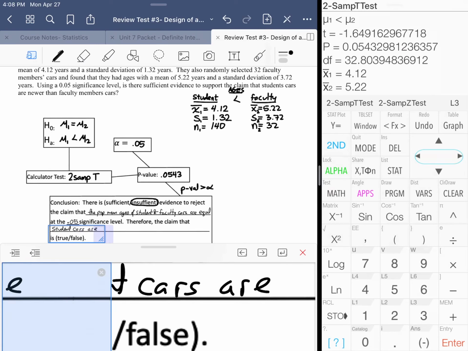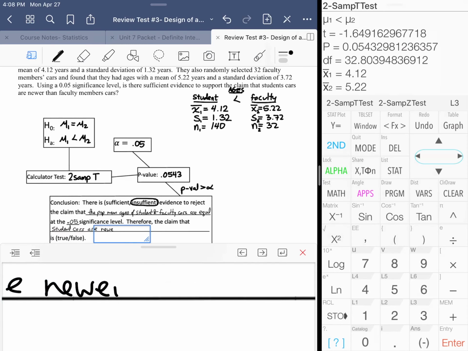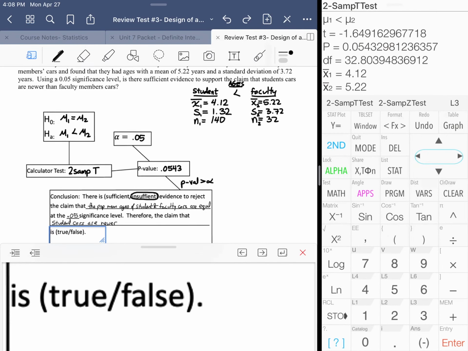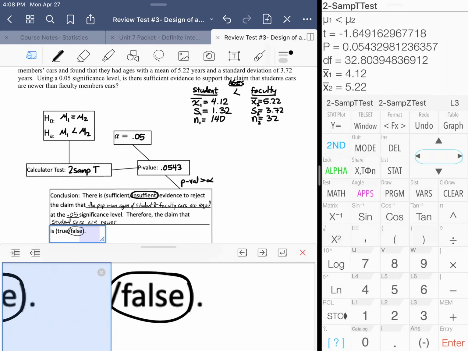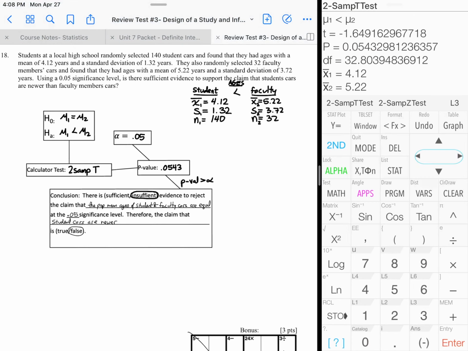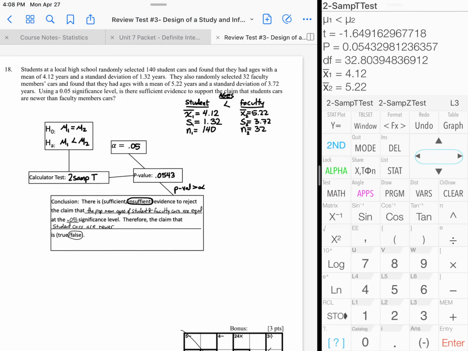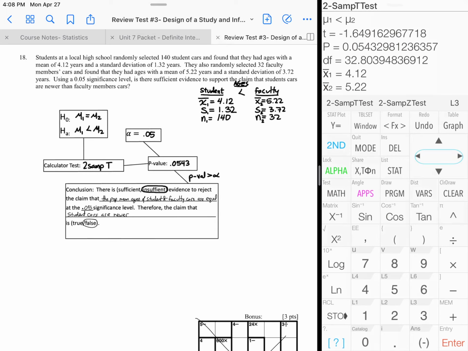Therefore, the claim that student cars are newer is false.